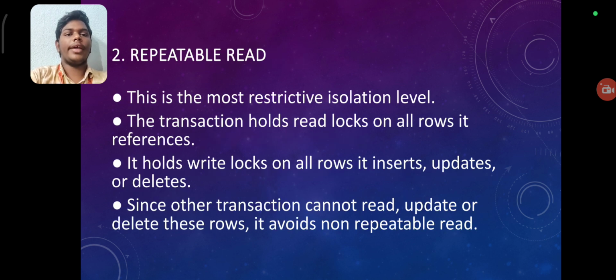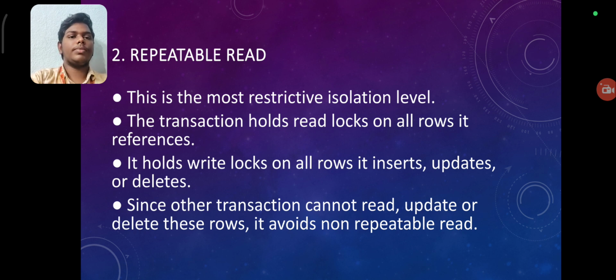The second one is repeatable read. This is the most restrictive isolation level. The transaction holds read locks on all rows it references. It holds write locks on all rows it inserts, updates or deletes. So since other transactions cannot read, update or delete these rows, it avoids non-repeatable reads.